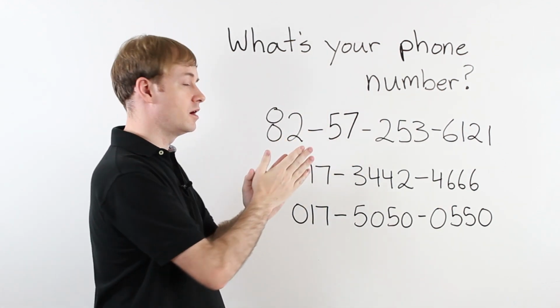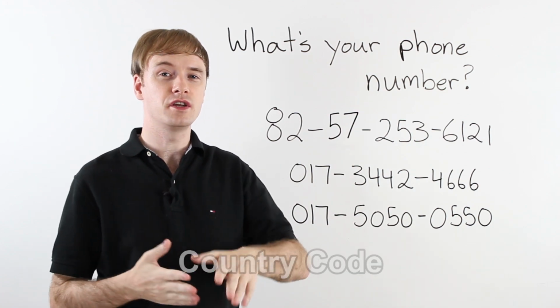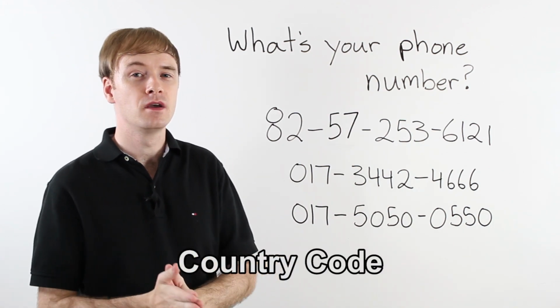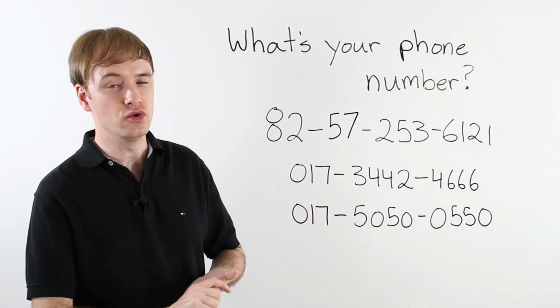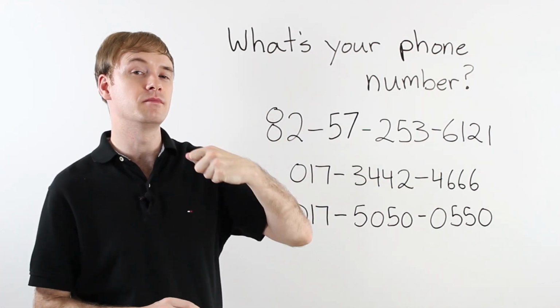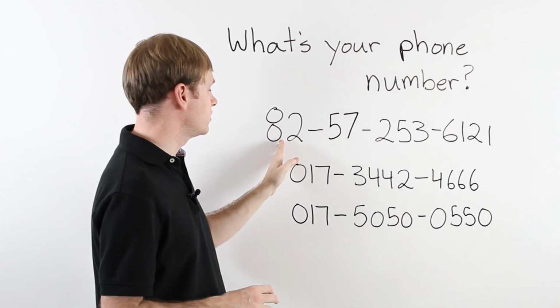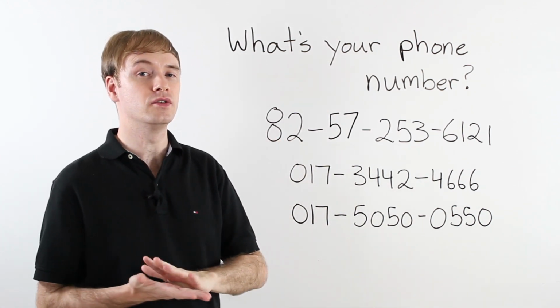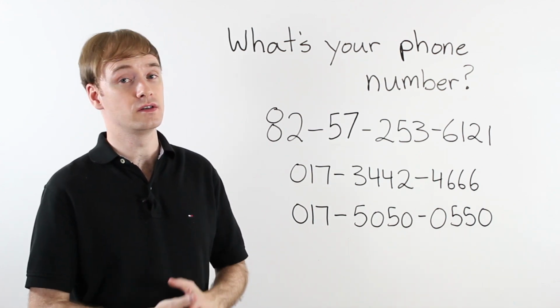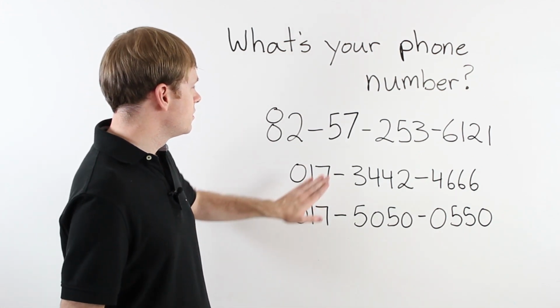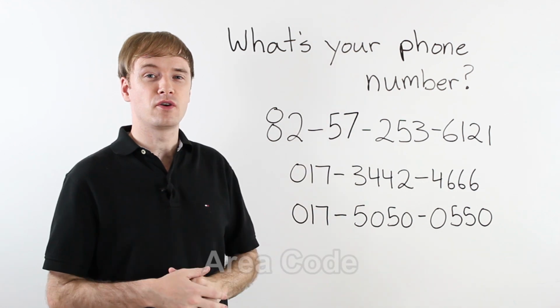The first part here is called your country code, okay? So the country code of Korea is 82. So if someone is calling from another country, they have to put your country code 82. In Canada and USA, the country code is 1. The next is the area code.